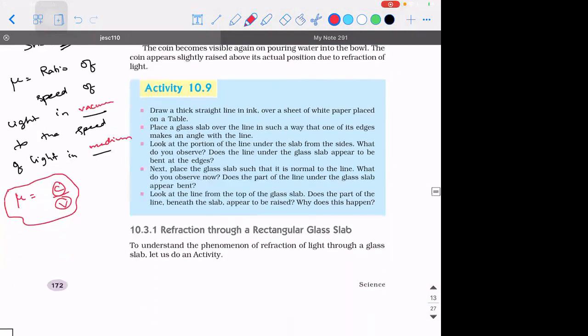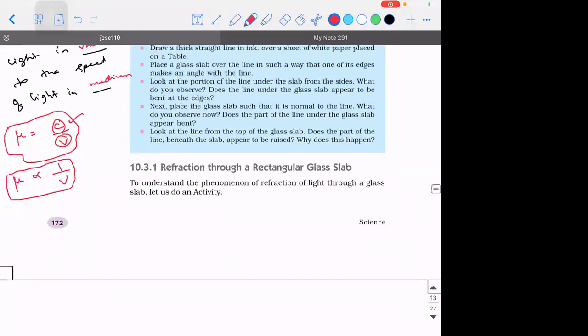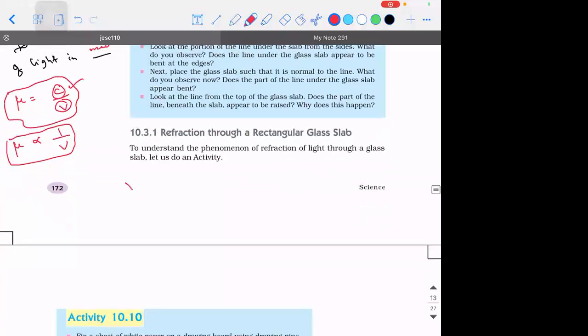Right? So from this, I have an important conclusion to be drawn, that the refractive index is inversely proportional to V. I'm able to conclude it because C is always a constant. So we can say the refractive index is inversely proportional to the speed of light in a given medium. What do I mean by inversely proportional? The more the speed, the lesser will be the refractive index.